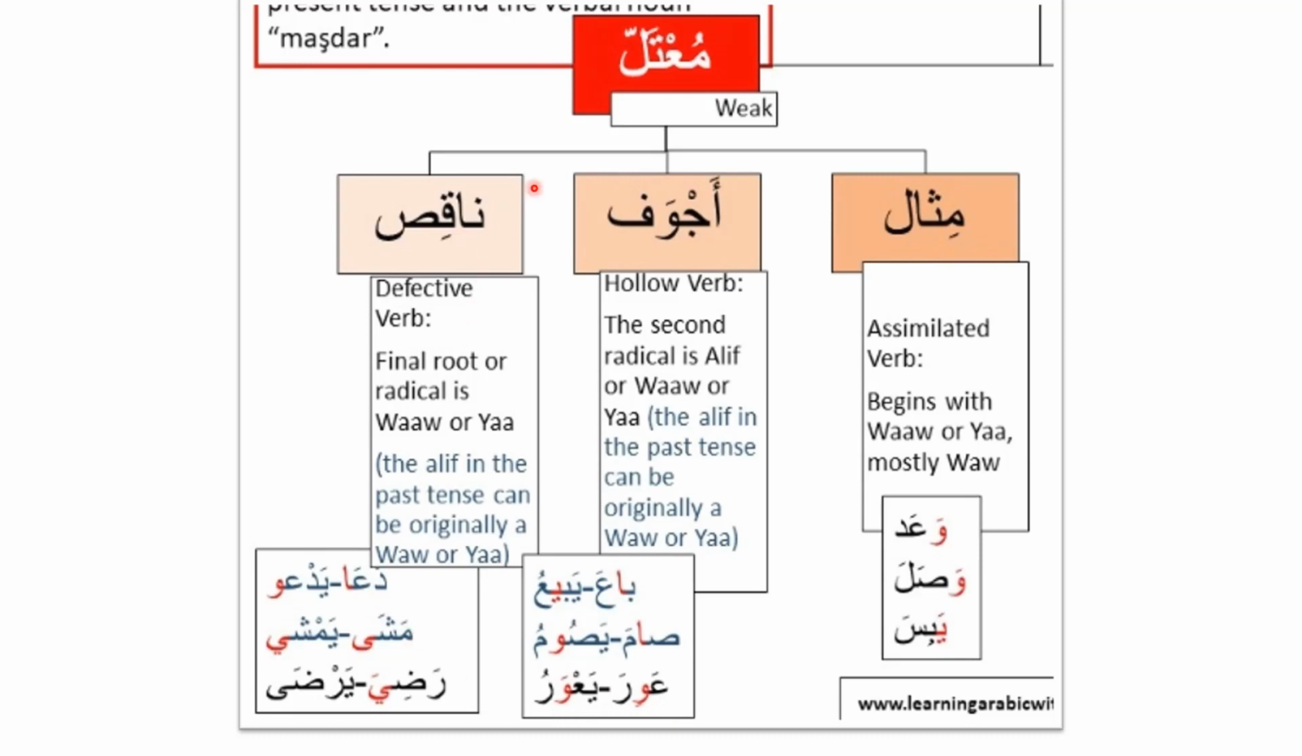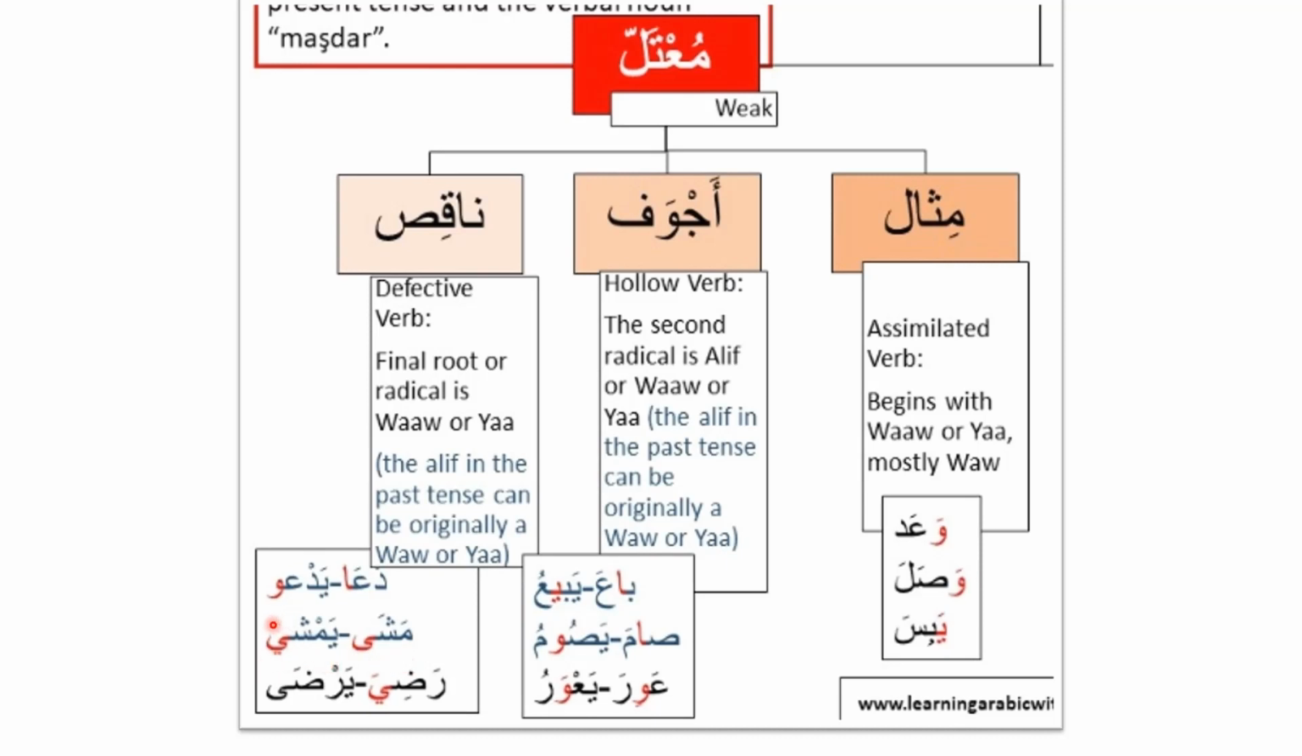And we have the defective verb, al-fi'l al-naqis. The final root or radical is a waw or ya. So da'a, we have an alif. So the alif is originally a waw or ya. How do we know? We check the present tense and the gerund in a dictionary. Da'a yad'u. So it was a waw. Verb to supplicate. Masha, verb to walk.